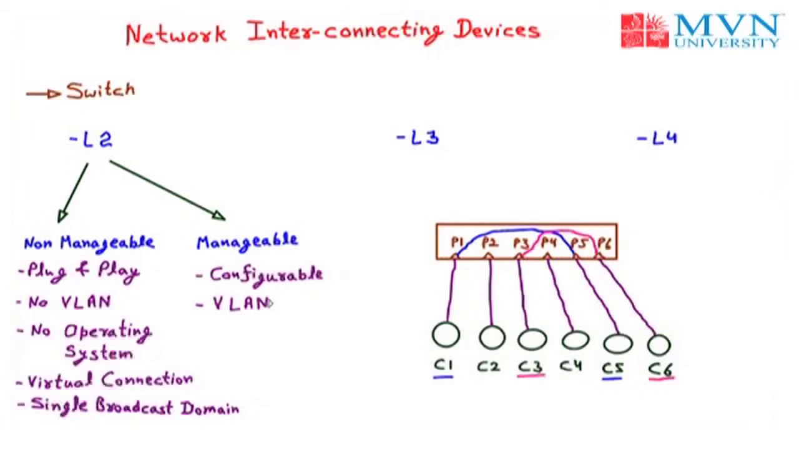Now the next question is, what is a virtual LAN? For example, we have 6 ports in the switch as shown in the figure. So we can configure the ports. For example, P1, P2 and P3 in a single LAN, and P4, P5 and P6 in another LAN. So we have the VLAN feature in the manageable switch, which is part of the layer 2 switch.